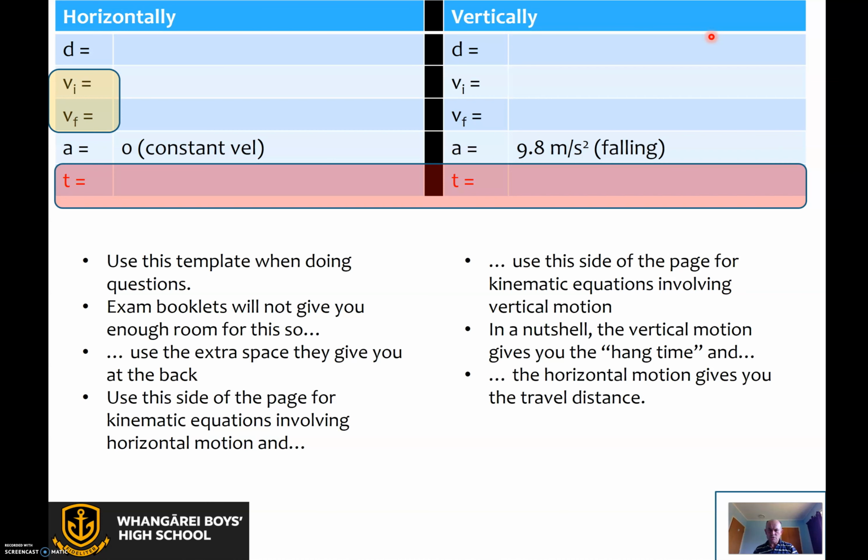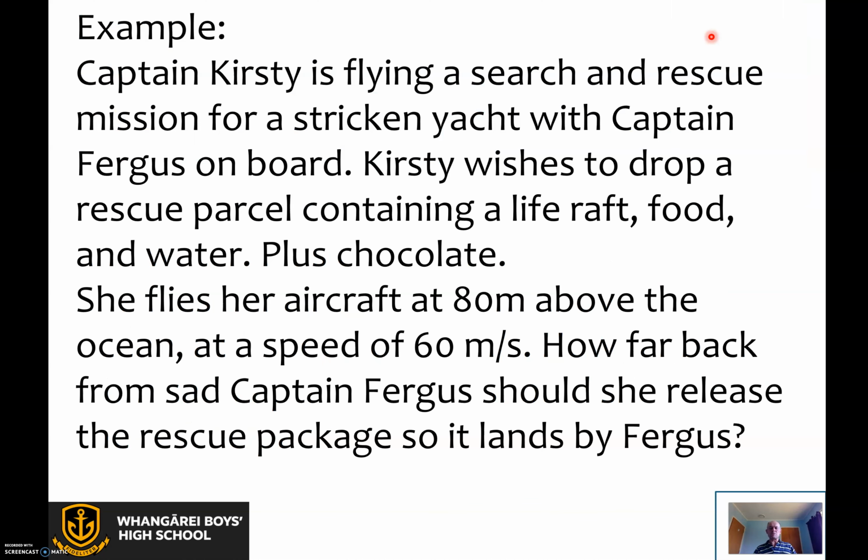And the horizontal motion is the travel distance, so it's the distance equals speed times time.